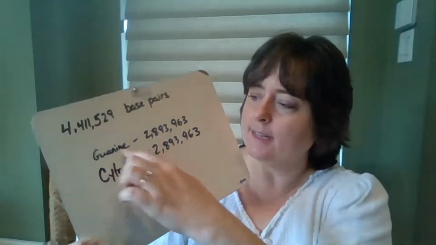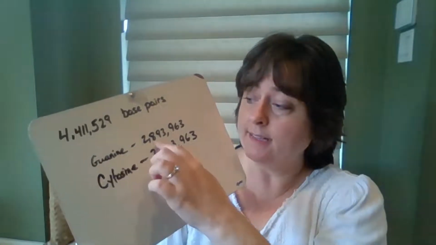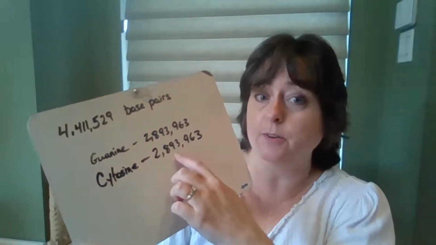All right, so guanine and cytosine are pairs. Guanine is individual socks. Cytosine is another sock. Together, they make up base pairs.